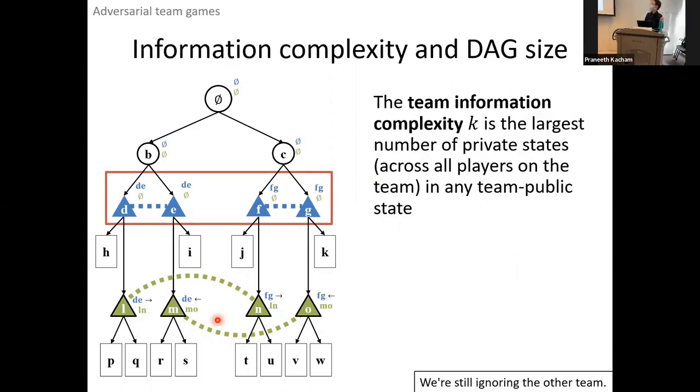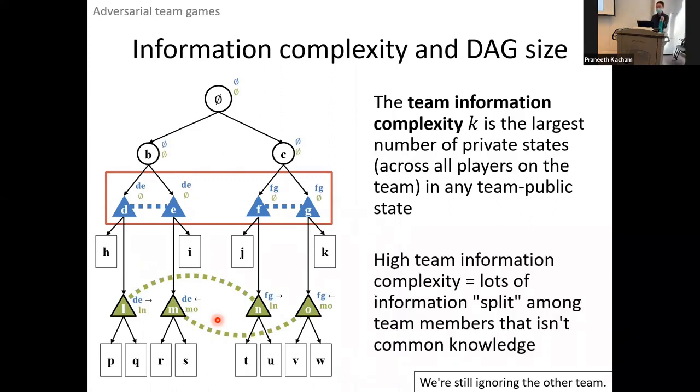The team information complexity is the largest number of private states across all players in a team in any team public state. And this is going to be our parameter. Intuitively, a high team information complexity means that lots of information is split among team members that is not common knowledge. It is sort of the gap between public information and private information. So in this game here, we have k equals 3. Why? Because in all 3 non-trivial public states, there are exactly 3 private states. There are 3 here, 3 in this information set, and 3 in this information set.